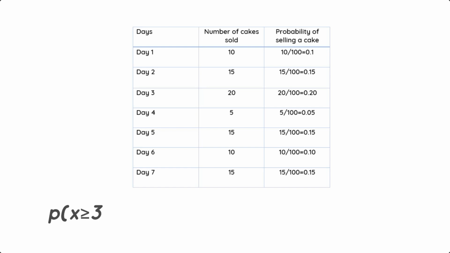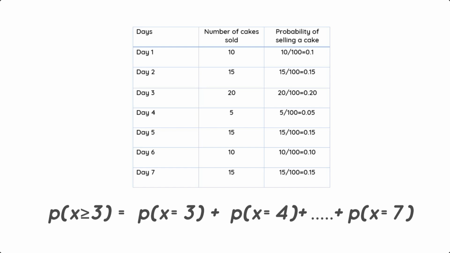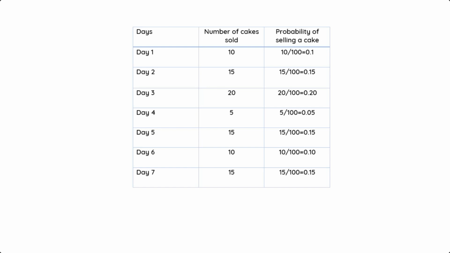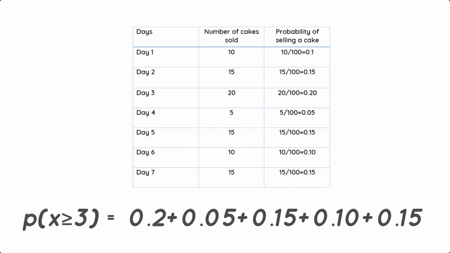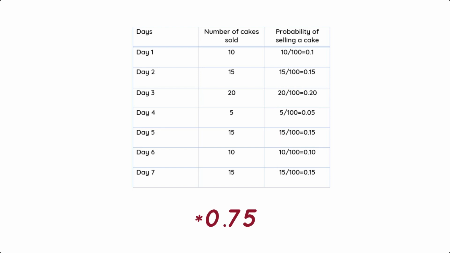This simply means the probability that X is greater than or equal to 3 is equal to the probability that X is equal to 3 plus the probability that X is equal to 4 plus the probability that X is equal to 5, down to the probability that X is equal to 7. And when we do the math, we have the probability that X is greater than or equal to 3 is equal to 0.20 plus 0.05 plus 0.15 plus 0.10 plus 0.15, and this gives us 0.65.